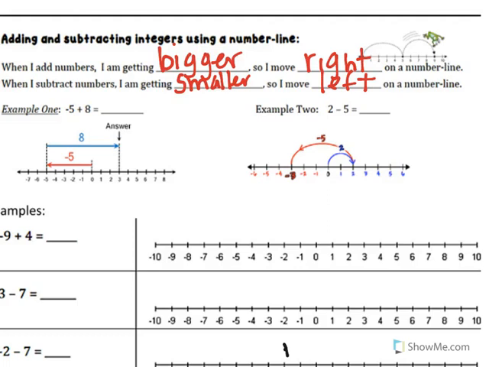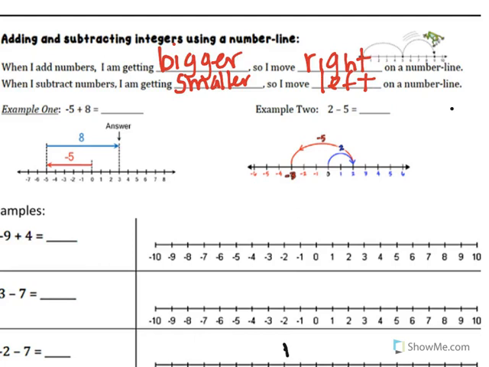Alright, so we're going to talk about adding and subtracting integers. When you add numbers, you're going to get bigger, so you're going to move to the right on the number line. When you subtract numbers, you're getting smaller, so you're going to move to the left on the number line. Alright, so here's an example number 1.